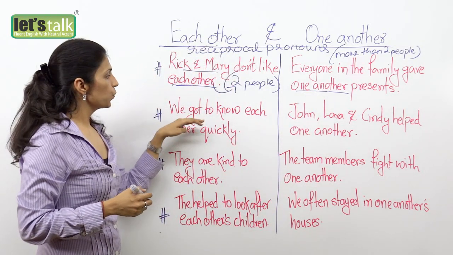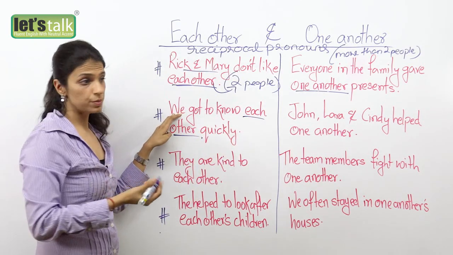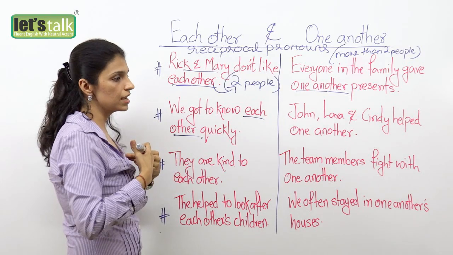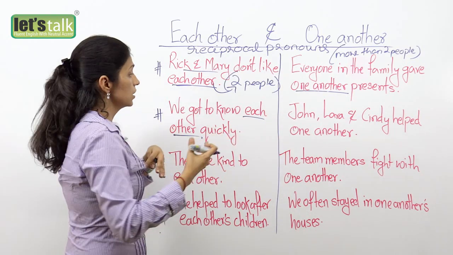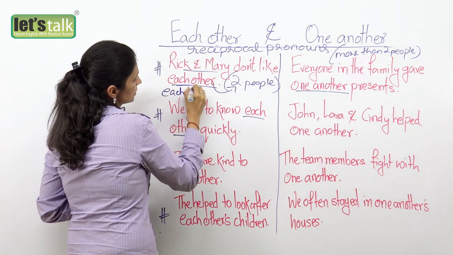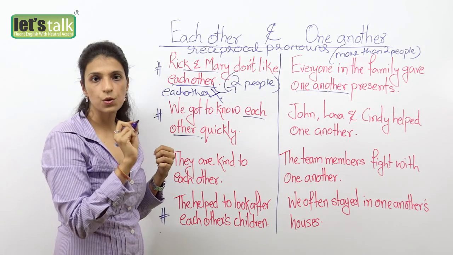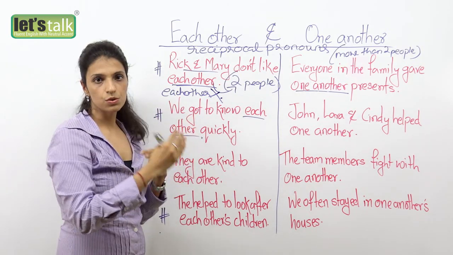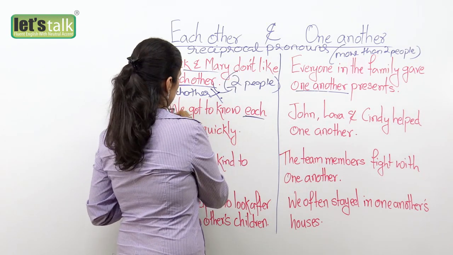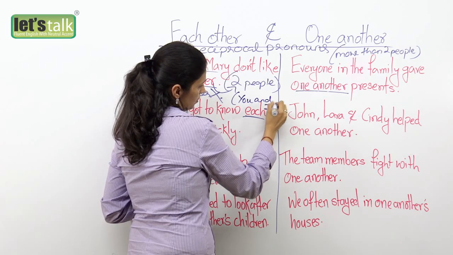My next example, we got to know each other quickly. Now when I say we got to know, I'm talking about two people, my friend and I. So she and I, two people, she got to know me quickly, I got to know her quickly. Though we say each other, remember you do not write them together. They are two separate words. So don't write it as one, and no hyphen required. They are two separate words, though we use it as one, each other. We got to know each other. So that means we means you and I, two people.